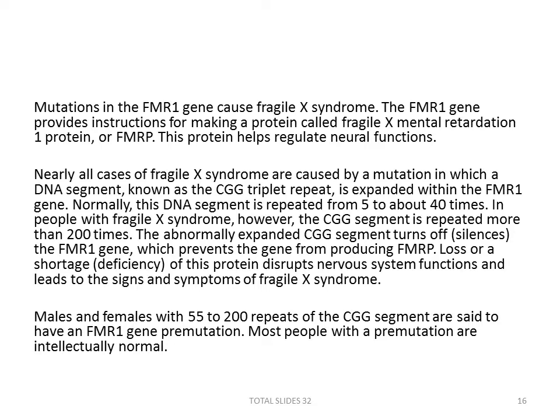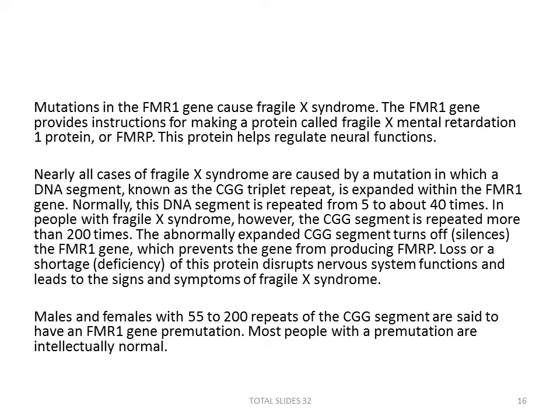Nearly all cases of Fragile X syndrome are caused by a mutation in which the DNA segment known as the CGG triplet repeat is expanded more than usual. That's why it's called a trinucleotide repeat mutation, which we talked about in the first lecture. Normally this repeat is present 5 to 40 times, but in some people this repeat will be more than 200 times.